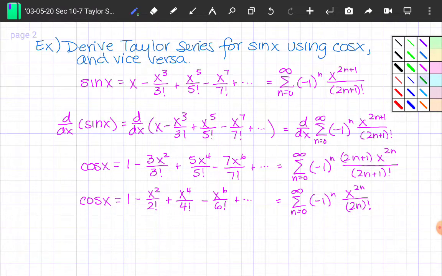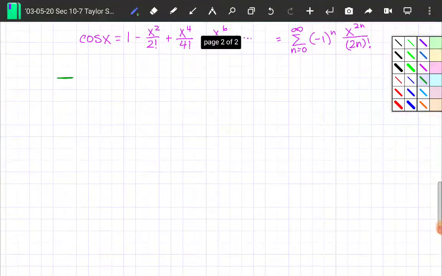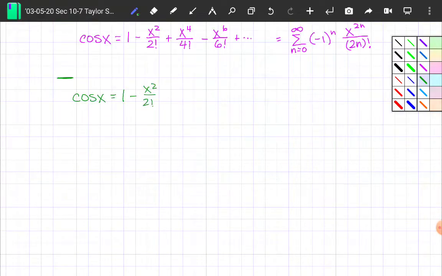So this did say vice versa, so let's go the other way. Let's see what happens when we go the other way. So now I'm going to start with cosine, take the derivative, and get sine. So I actually have cosine up there. I'm going to switch colors, though, just to make it clear we're doing something different. So I'm going to start with this formula. Whoops.